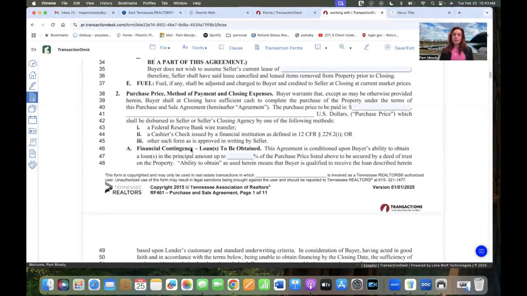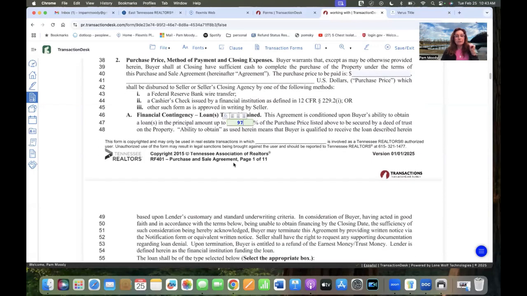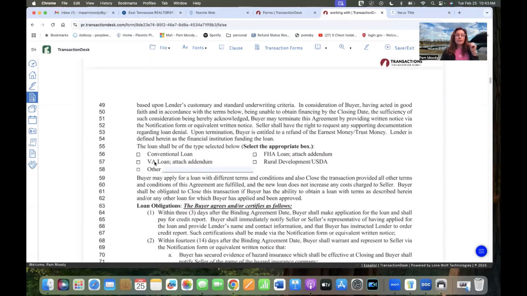I need a pre-approval. I need to know exactly what's going on, because then we can put in here whether it's 95%, 100%, 97% if you're just putting 3% down, or 80%. If it's all cash, I'll leave that out. We need to know what kind of loan it is, because everybody wants to know what we've got going, VA, conventional. And if it's a VA, we're going to attach an addendum.